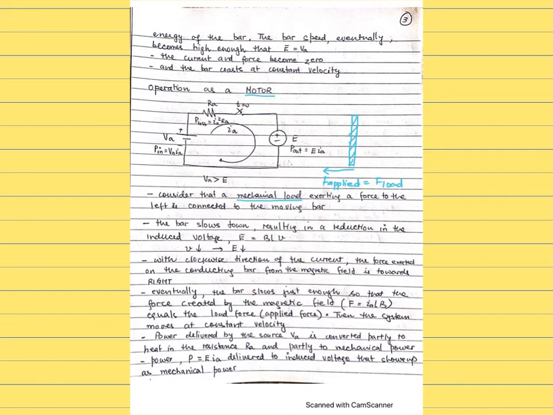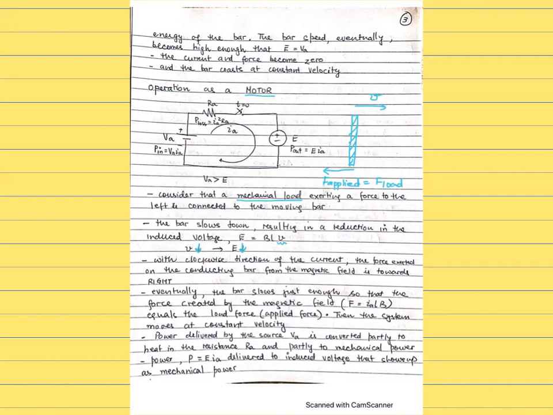So, okay, we're saying as soon as this force is applied, since the bar was moving towards the right, this force is in the opposite direction to its motion, so that will slow down the bar. As it slows down the bar, the velocity will go low and the E, the induced voltage, will go low as well.